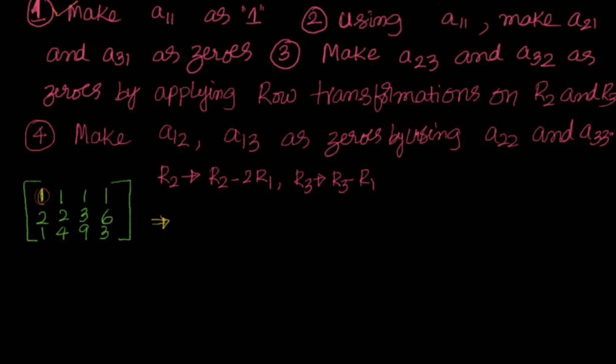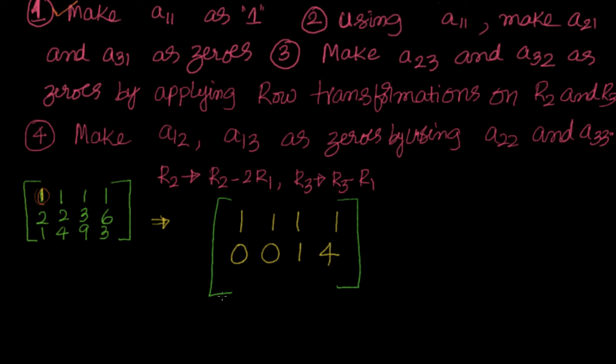Now let us see what happens. The first row, since you are operating on R1, will stay as it is: 1, 1, 1 and 1. Next, R2 is assigned R2 minus 2R1. That is nothing but 2 minus 2, 0. I also have 2 minus 2, that's also 0. Then you have R2 minus 2R1, that's nothing but 1, and 6 minus 2, that's equal to 4.